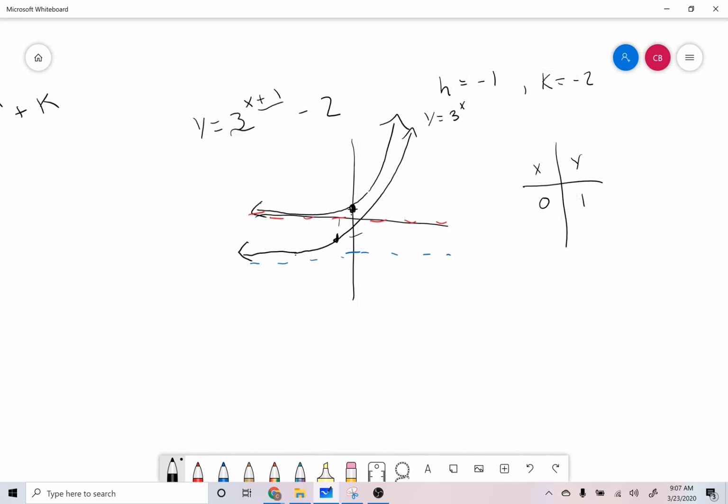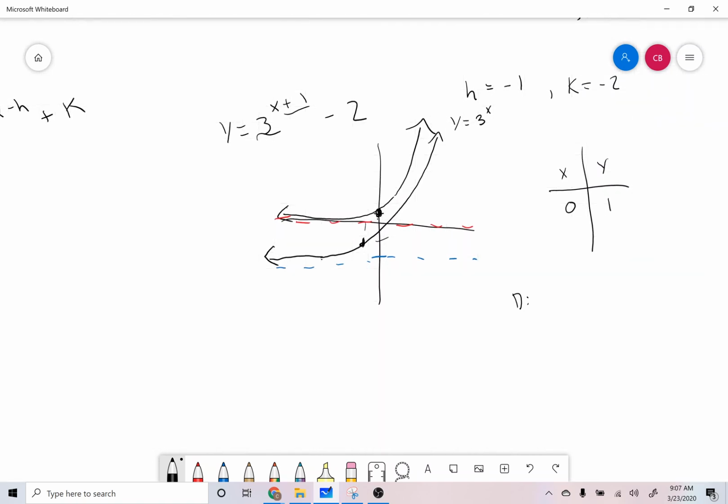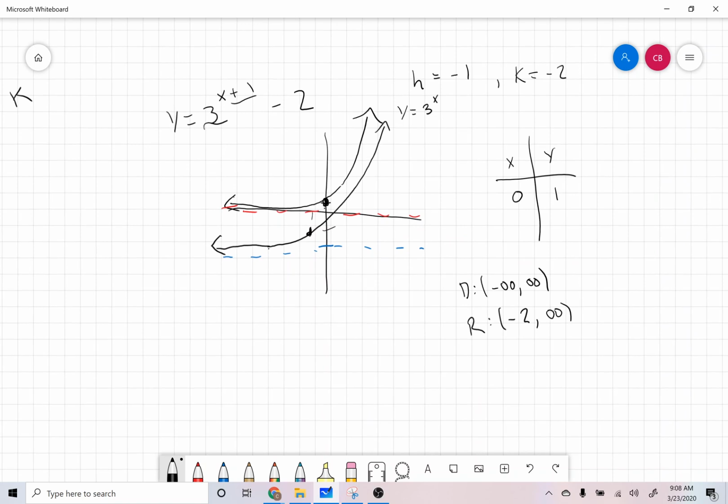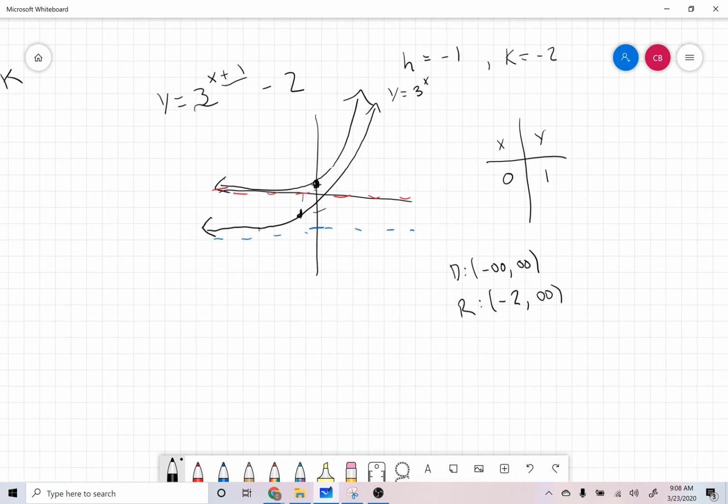And so in this case, the domain here doesn't change, -infinity to infinity. But the range, however, does. And the reason the range changes is because now instead of the lowest points being found at 0 or around 0, they're found 2 units further south of 0, and that would be at -2. And so the range is now -2 to infinity. Okay. And so I just wanted to point that out to you.